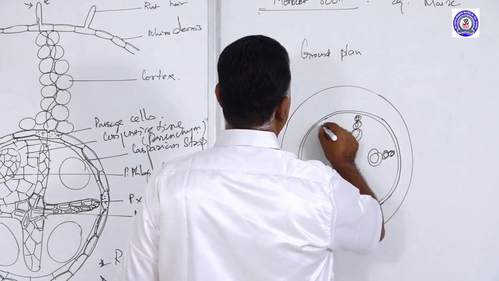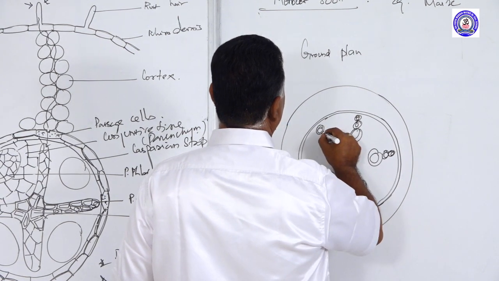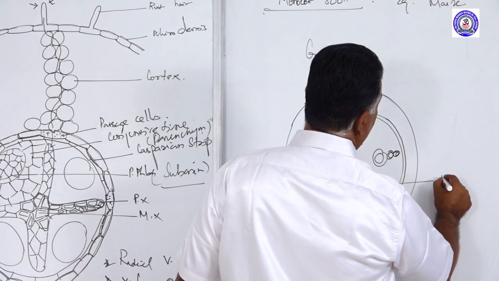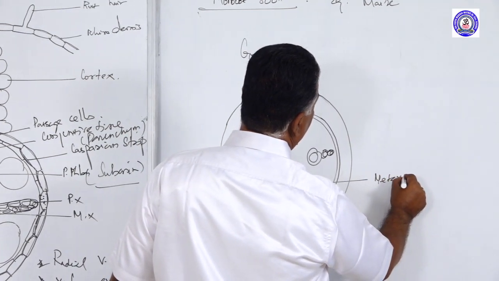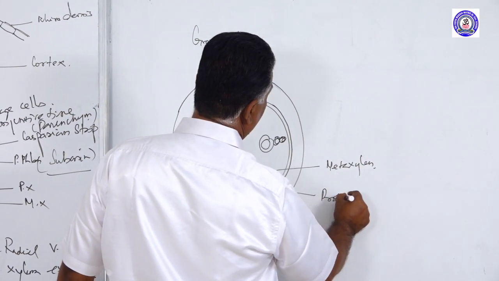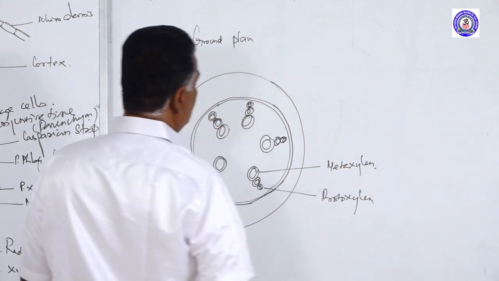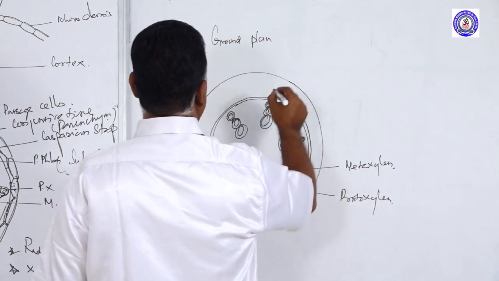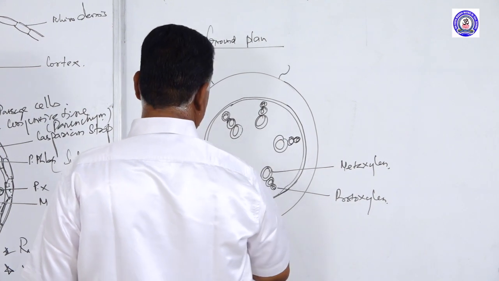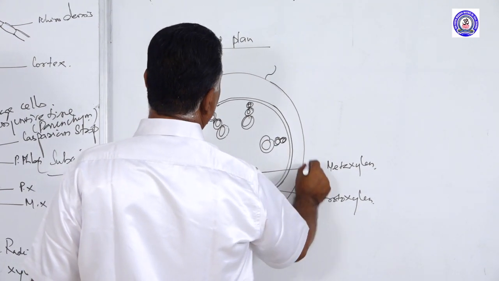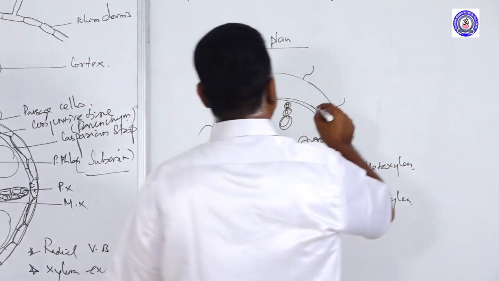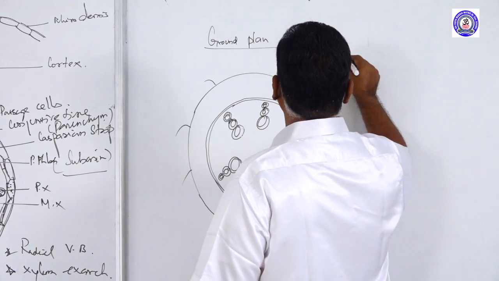This is metaxylem and this is protoxylem. And here is the center, at the center there is pith, and at the periphery root hairs. So we will see that these are root hairs.